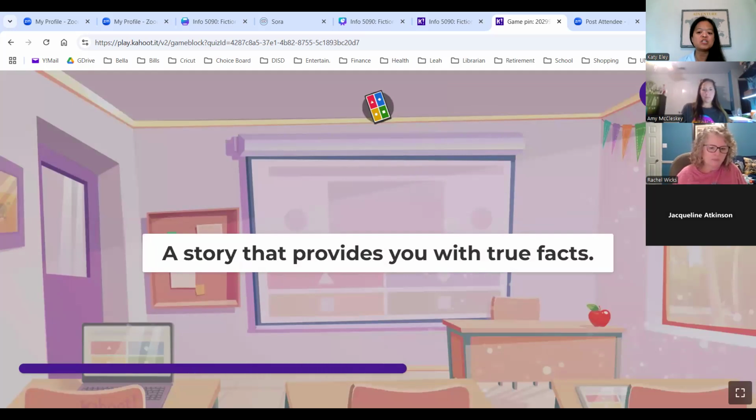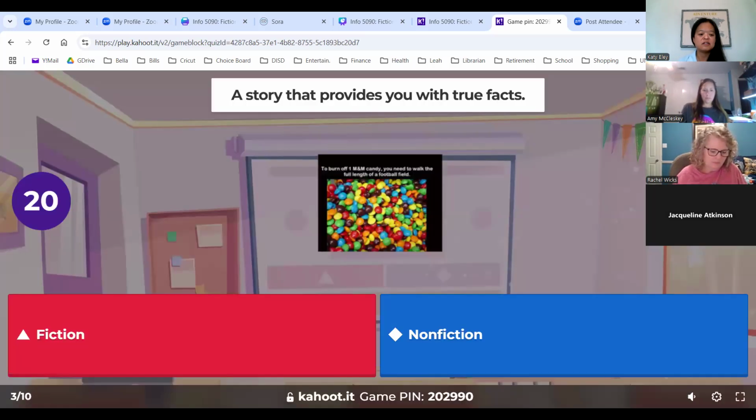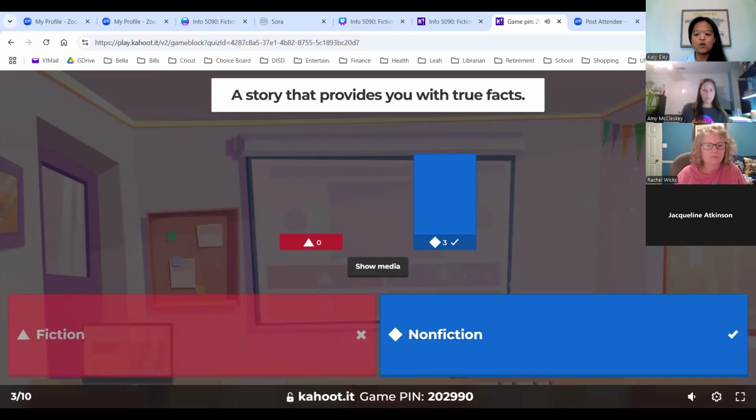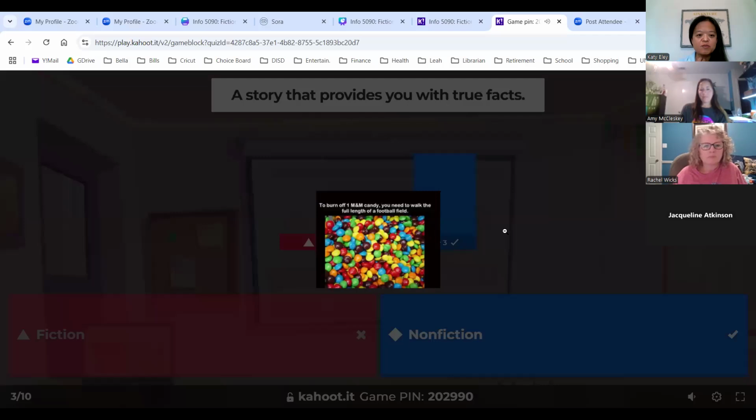A story that provides you with true facts. Fiction or nonfiction? When I read this, I thought it was ridiculous. I don't know if it went back. Let me show you the picture again. I cracked up. To burn off one M&M candy, you need to walk the length of a football field. I don't know about you guys, but I'm never eating M&Ms again.